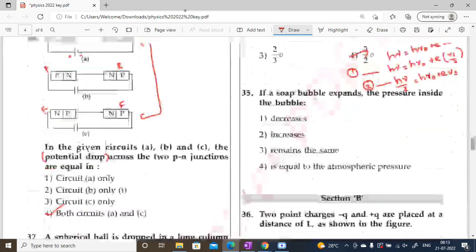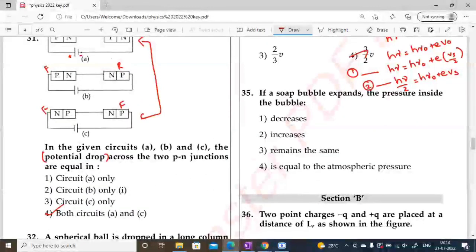Next, if a soap bubble expands, what happens to the pressure inside the bubble? Of course it decreases. So how is it given?